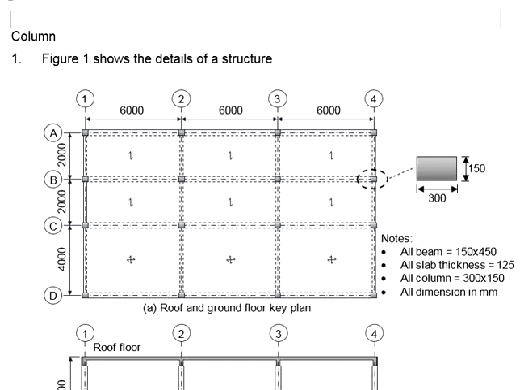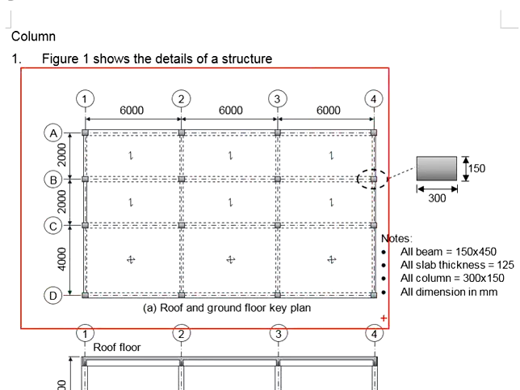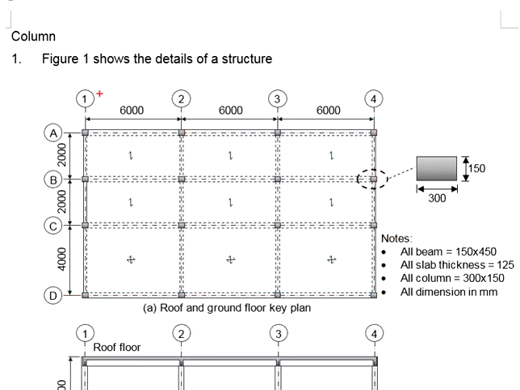First, let us look at the key plane. This is the ground floor and the roof floor key plane. The dimensions are given. It is stated that all beam size is 150 times 450, whereas the slab thickness 125, and all columns have the dimensions of 300 times 150. This shows the orientations of the column. This will be the major axis, and this will be the minor axis.